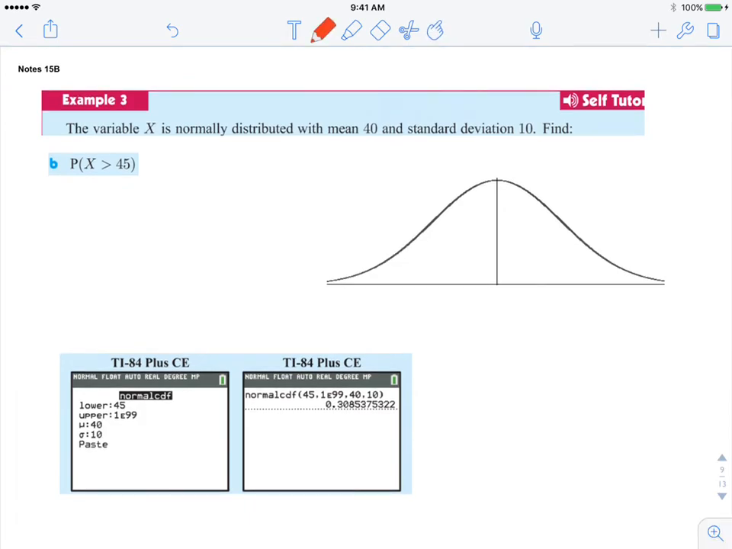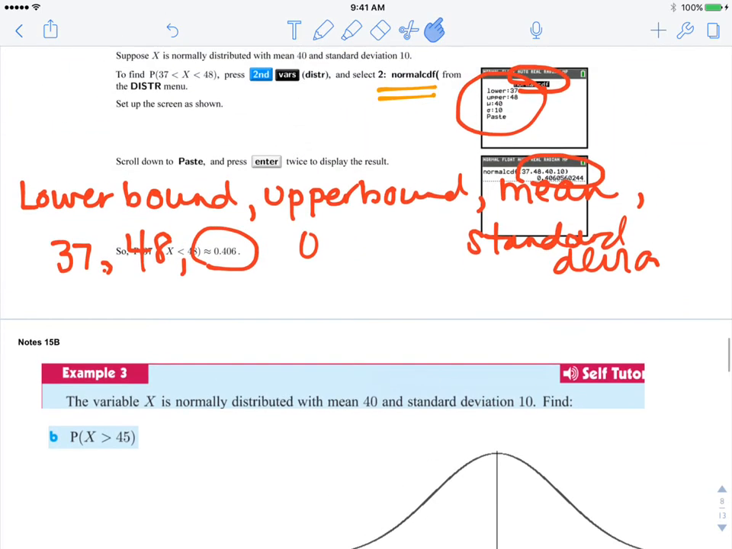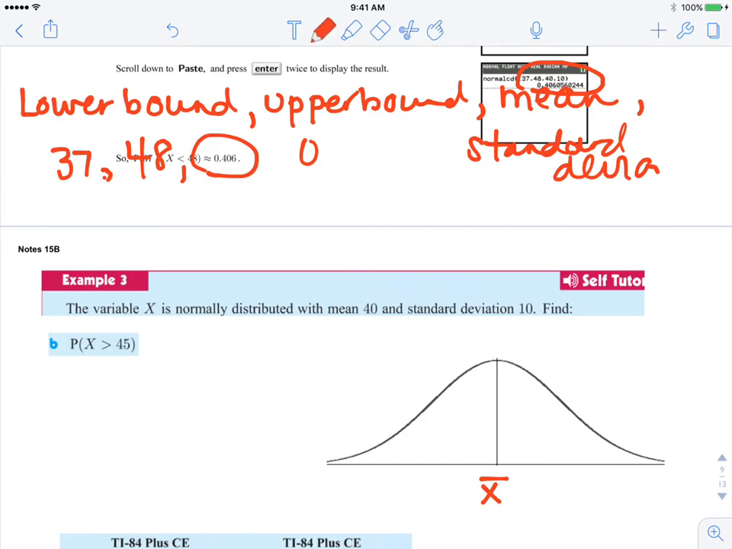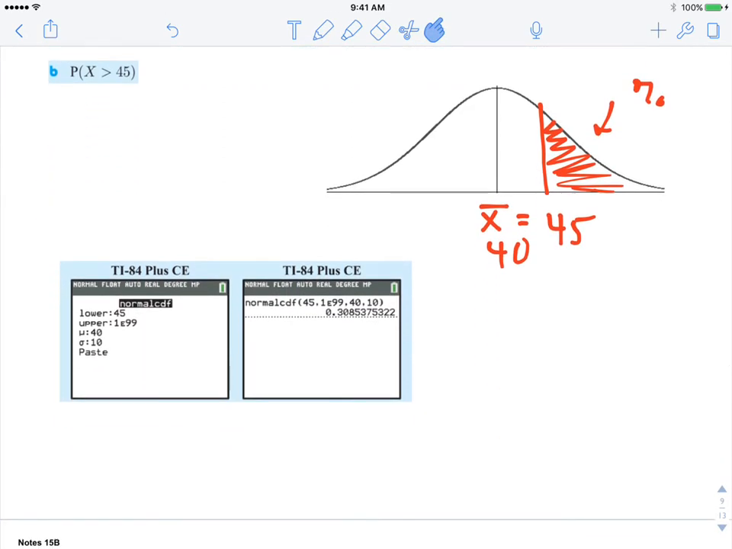Here's example B. Now we're trying to find the probability greater than 45. So here's the mean at 40. And we're over here at 45. And we want to find this percentage here as a decimal. What's that percent? So we're going to use the calculator.